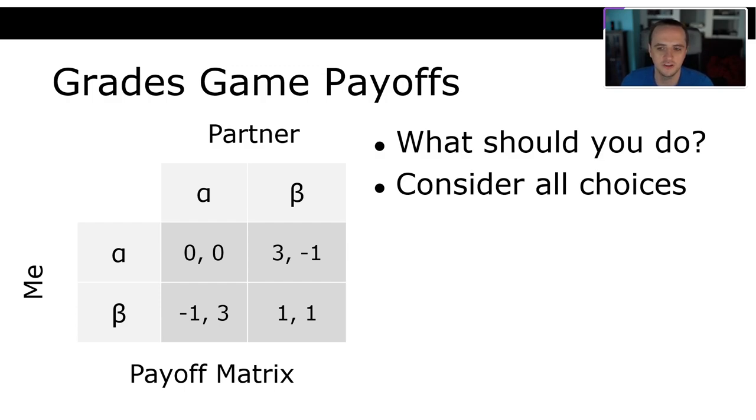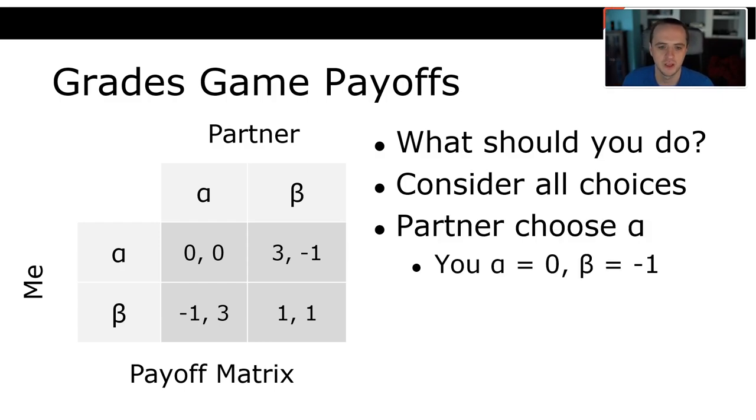So we're going to consider all possible choices. The kind of backwards way that we do it when we're talking about game theory is we're first going to consider everything that the partner can do. Let's look at everything we can do, but first, we're going to look at everything the partner can do. So, if the partner chooses alpha, what are our choices?